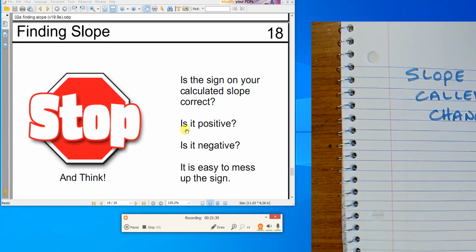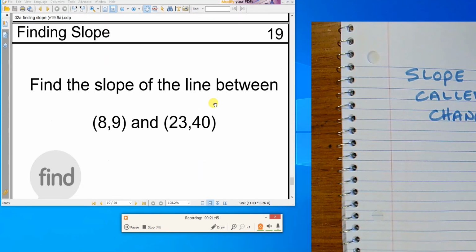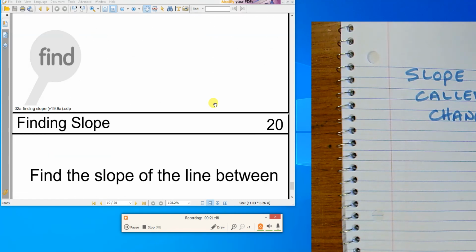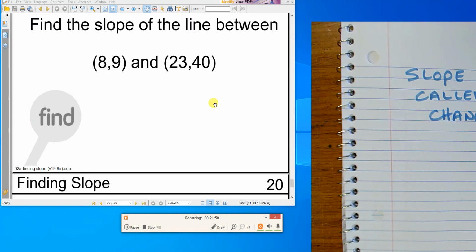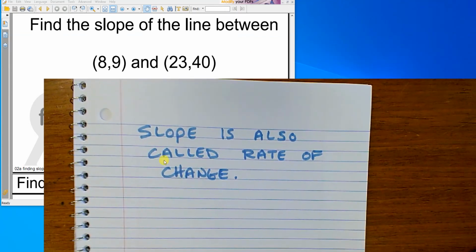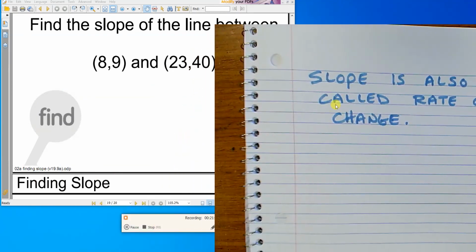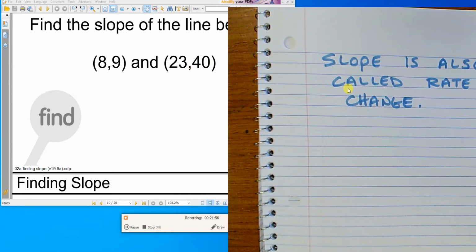Is the sign on your calculated slope correct? Always think about that positive versus negative. Stop and think. Right. Let's try this one. So this guy right here, if you want to graph it, you could, but it's going to be much easier. Let's find the slope. Let's do it.